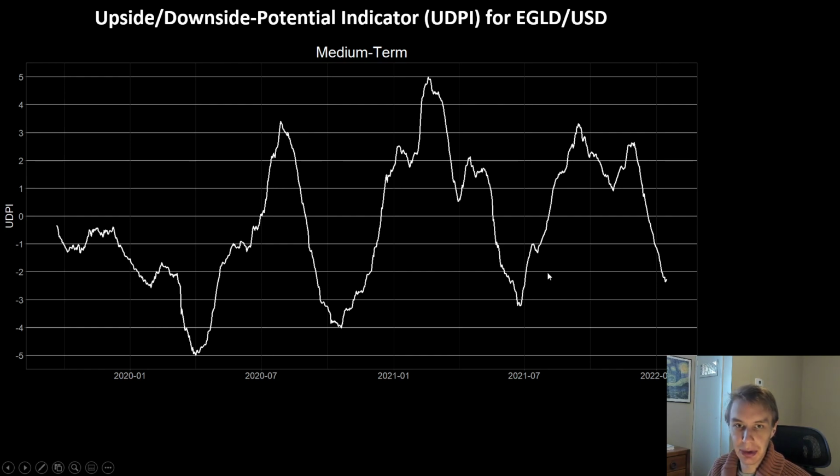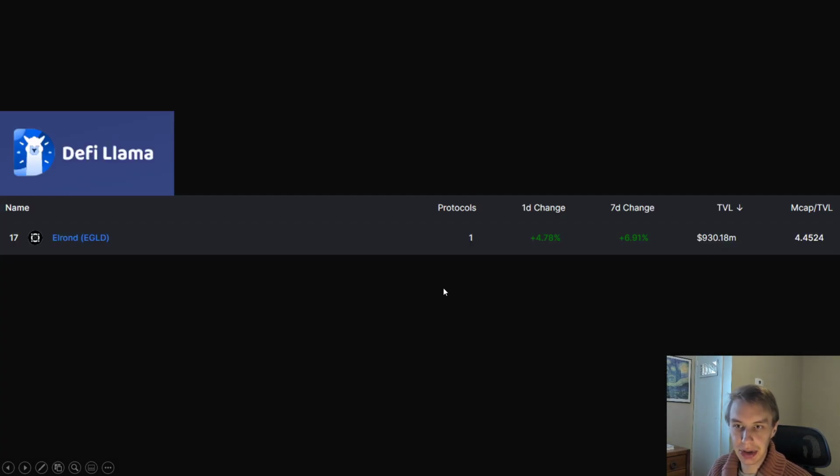So that's kind of what the risk model is saying about EGLD and its price action. I want to talk a little bit about some other things going on with Elrond that I think are interesting to keep an eye on. One thing that we talk a lot about on this channel as being a potential driver for bullish price action is DeFi adoption for these layer 1 protocols like Elrond.